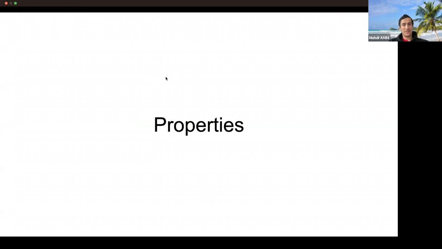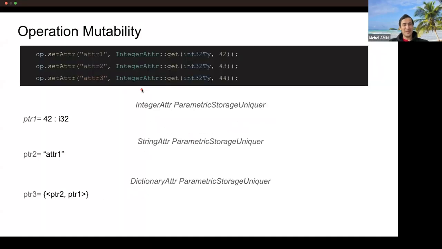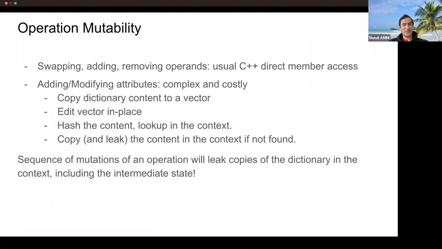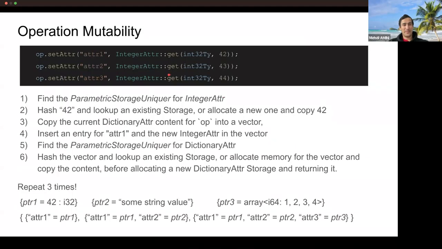River asks whether we also need to hash the types. Yes, I skipped this for simplicity, but let me go back because it's interesting to also understand that attributes is the same for types. Types and attributes are using exactly the same mechanism. If you create a type, you go through the exact same logic as attributes. Actually, this storage uniquer class is used for types as well, and we store types in exactly the same way.